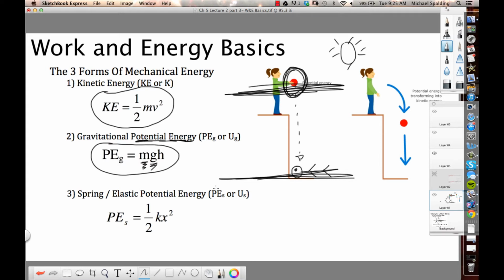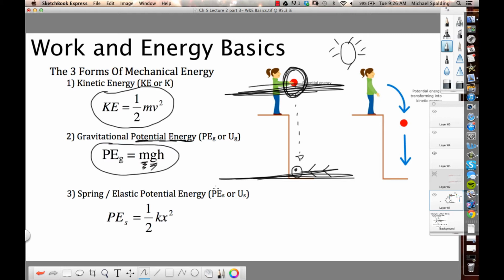So this will all make more sense as we do problems. My advice to you: put your 0 point at the lowest point in the problem. So whatever problem you're working on, identify the lowest point and be like, boom, that's my 0 point. Okay? That's how you're going to make life easy.